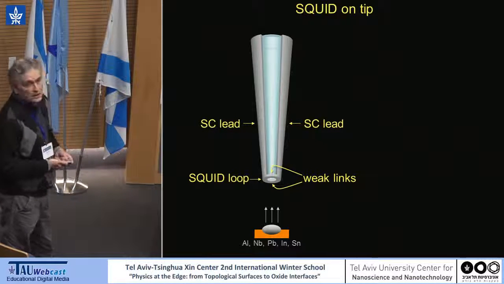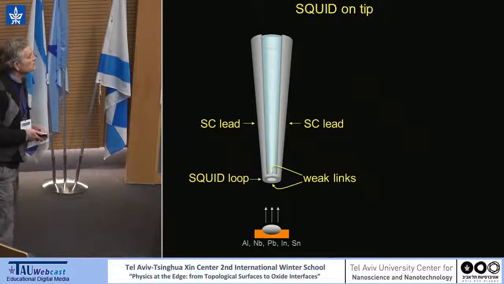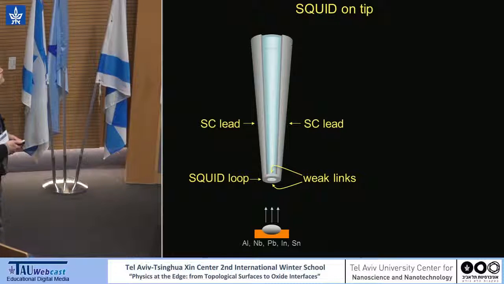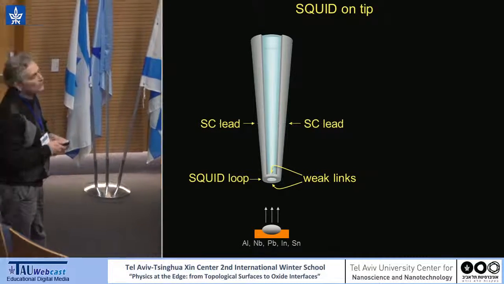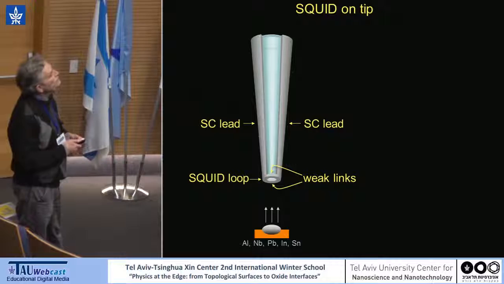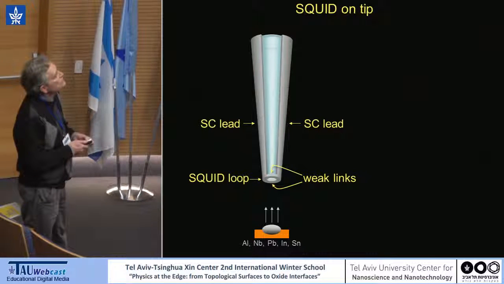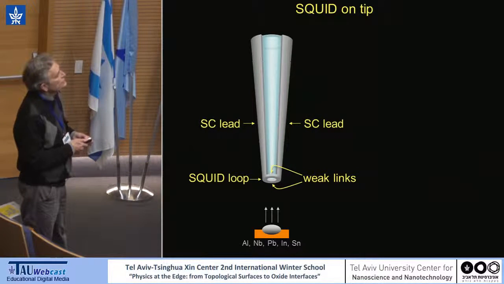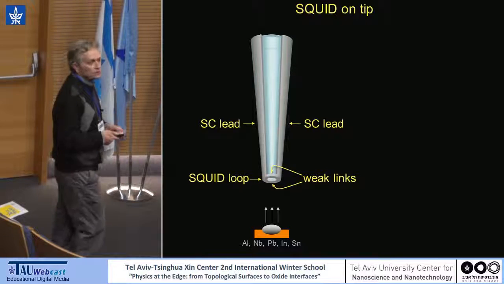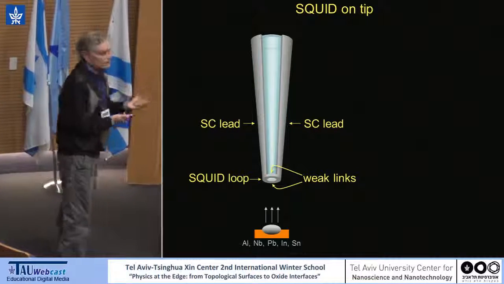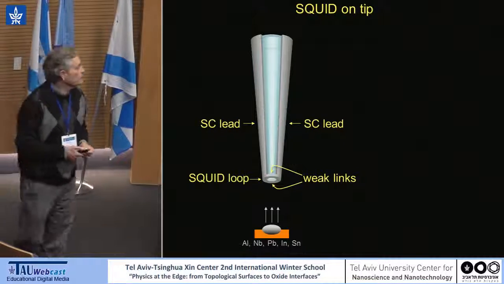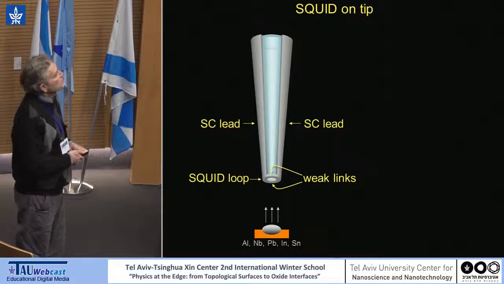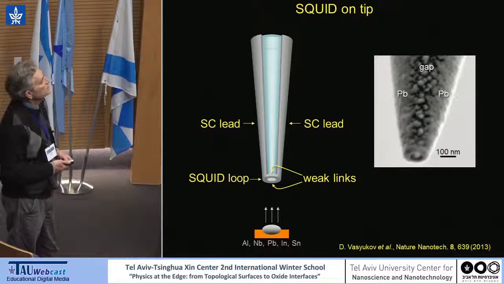Our technique is SQUID-on-tip, as was briefly discussed previously by Yoni. Essentially, we take a quartz pipette, we deposit a superconductor on each side, making two leads, and we coat the apex ring. As a result, we have a very small SQUID residing on the apex of a very sharp pipette, which is ideally suited for scanning probe microscopy. And we can use any of these superconductors to make the devices. This is, for example, a lead SQUID-on-tip.